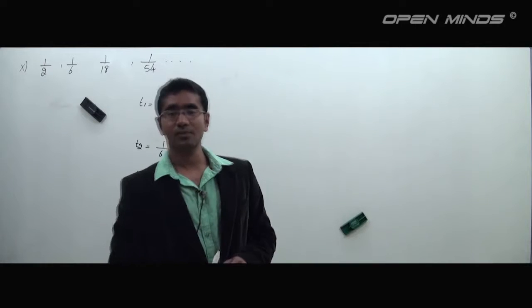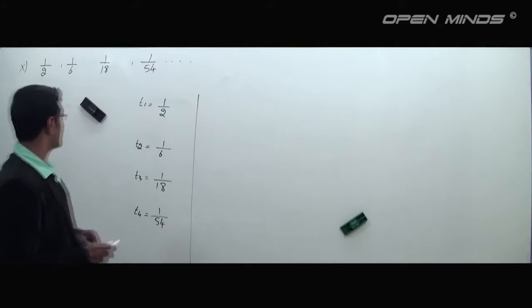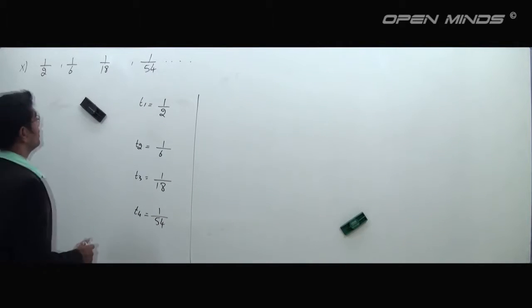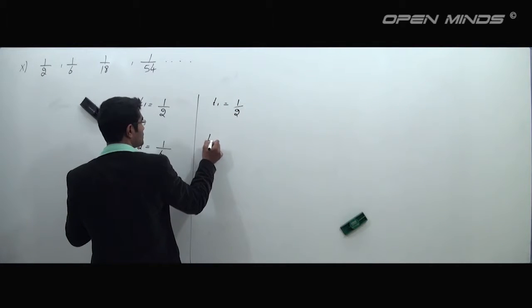So let's work on the next problem. There are two possible ways of finding the nth term in this. Let's check it out. Let's give it t1, t2, t3 and t4. Now let me write t1 just like that, as we usually do. The t2 goes like that.